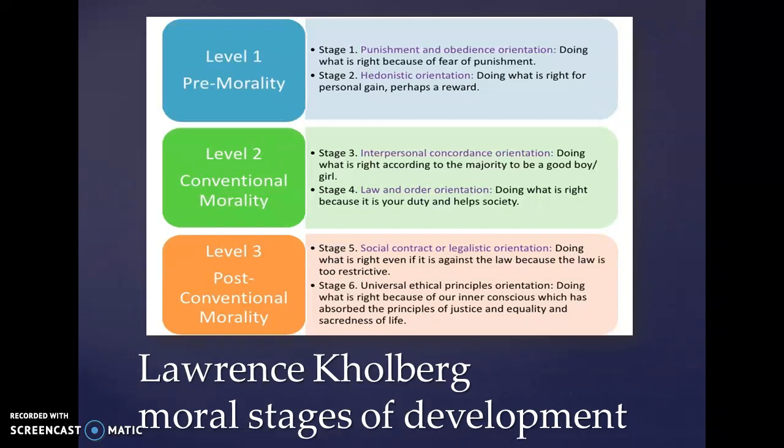On level 2, conventional morality, as it implies, it's conventions of society. Stage 3 says the interpersonal concordance orientation is doing what is right according to the majority to be a good boy or a good girl. And again, you can see this a lot in the classroom setting where they say, okay, you did very well, you did what is right, so everybody clap for you, you become the prefect, and so on.